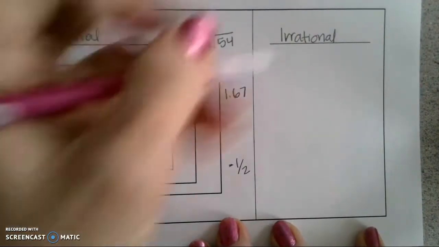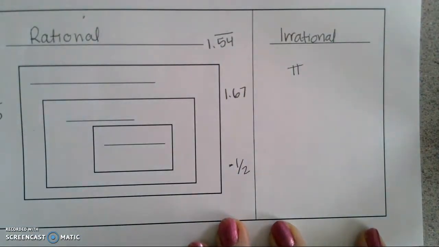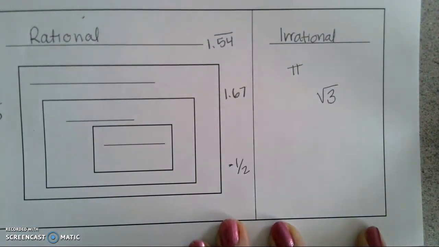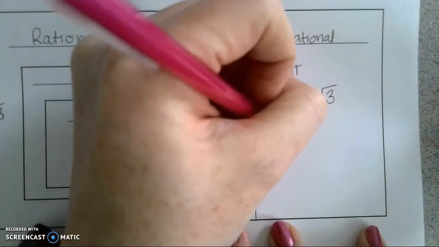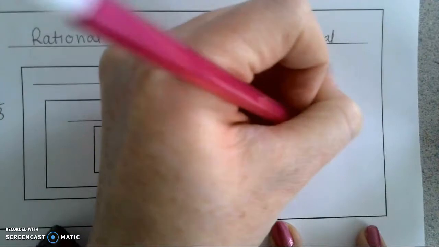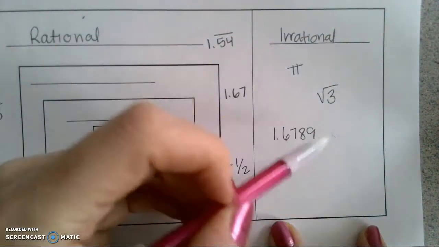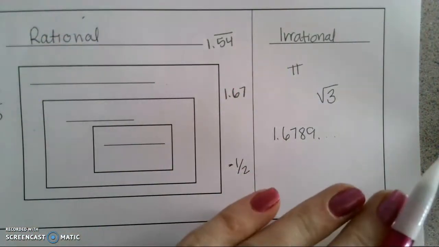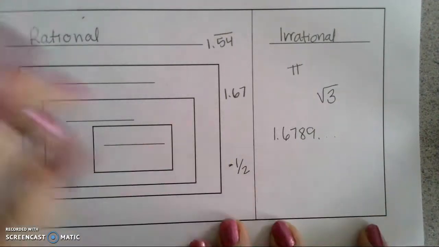Irrational numbers, on the other hand, would be things like pi. Pi is a decimal that goes on and on and on forever, but there is no pattern associated with pi. Another example would be the square root of 3. 3 is not a perfect square, so if you type that in your calculator, you would get a decimal that never ends, but it doesn't repeat in any given pattern. Another example would be the decimal 1.6789. If it just went on and on with a bunch of random numbers, it would be an example of an irrational number. So irrational numbers go on with no type of pattern associated with them.